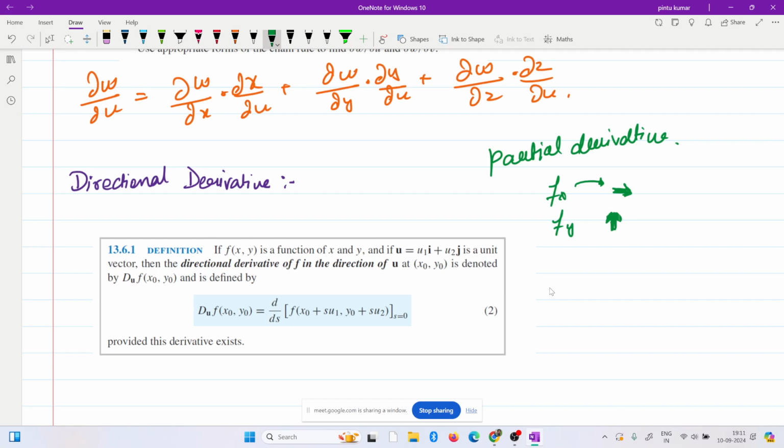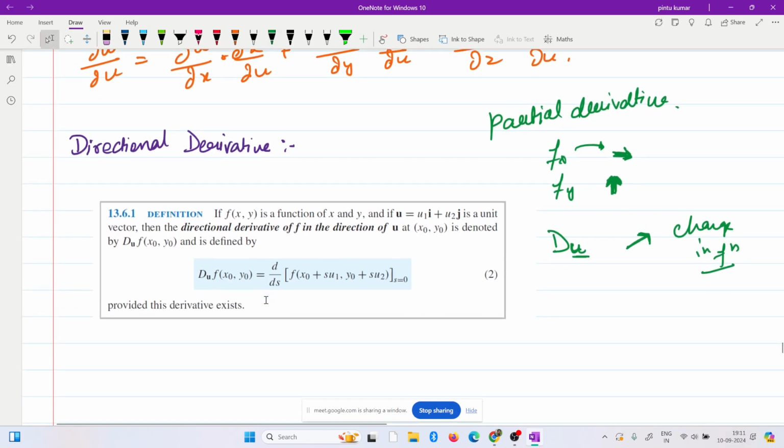So now what we want is, let's say this is represented by D of u. What does D of u represent? If you have u as any arbitrary unit vector, any arbitrary direction, if you move in that particular direction, okay, what is the change in function? Okay, so this is what you have to obtain.